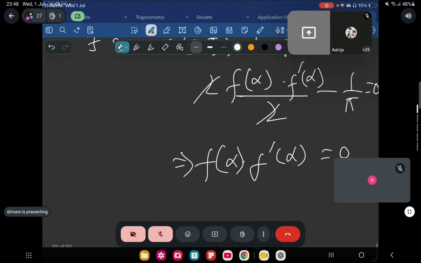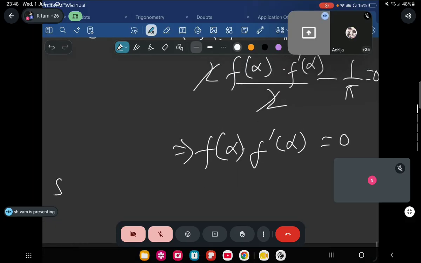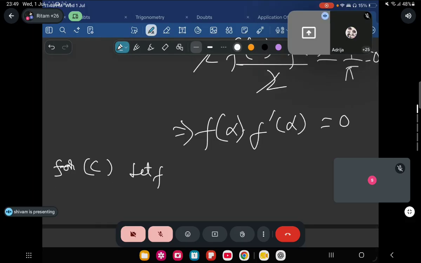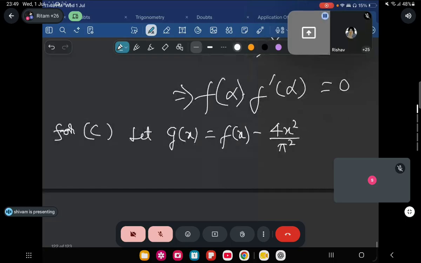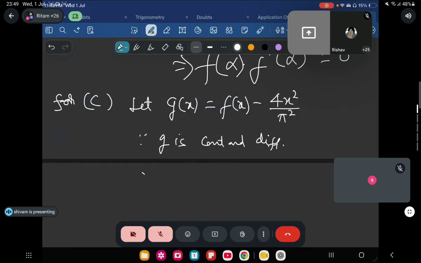Correct, correct. So let g of x be equal to f of x minus 4x square by pi square. Okay. So again, everyone, since g is continuous and differentiable, we can check g of 0 and g of pi by 2. What is g of 0, everyone? g of 0 is equal to 0. g of pi by 2 is equal to 0.